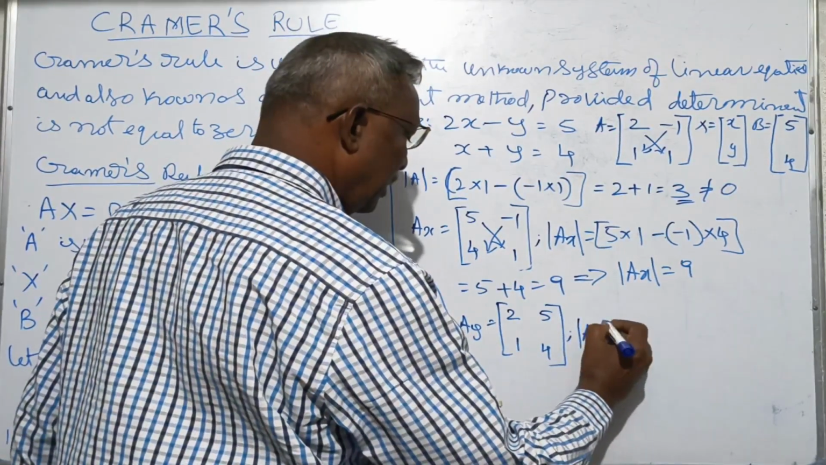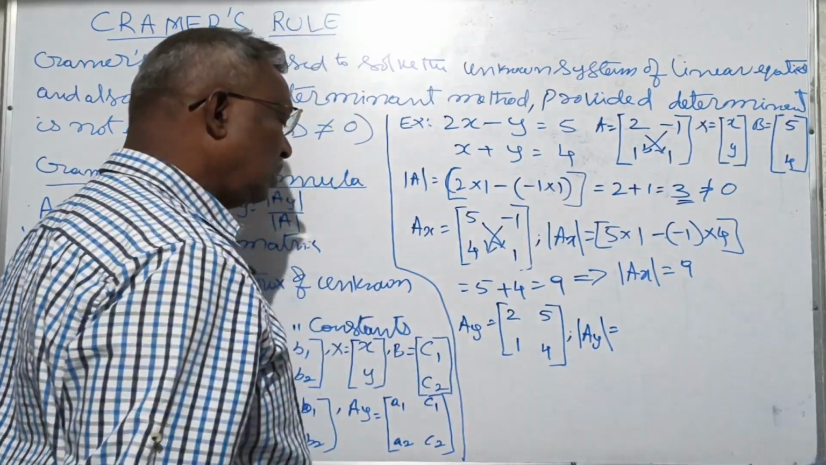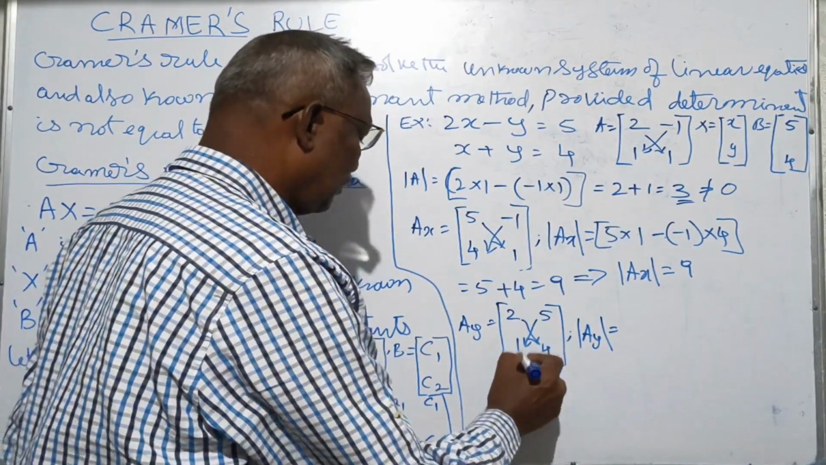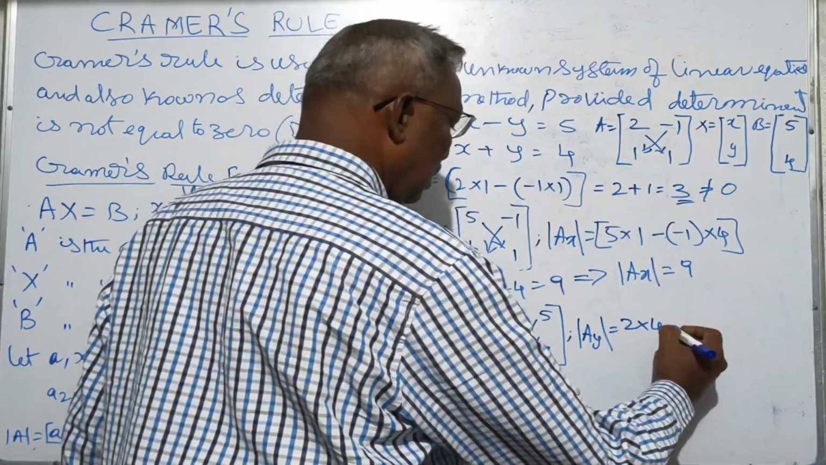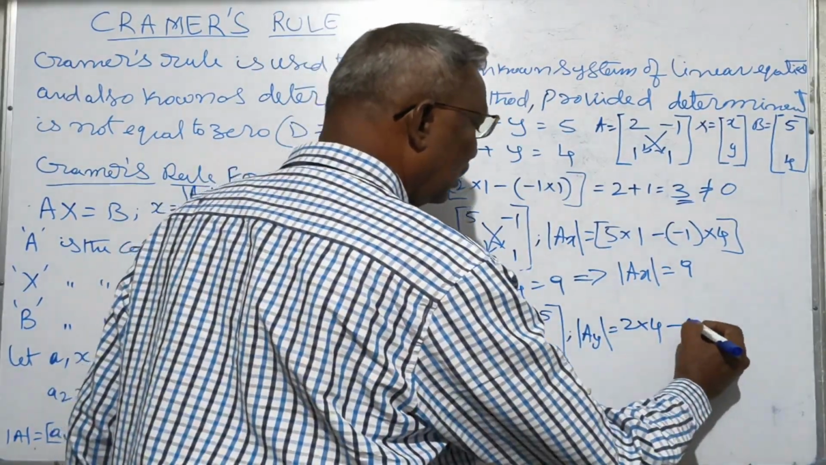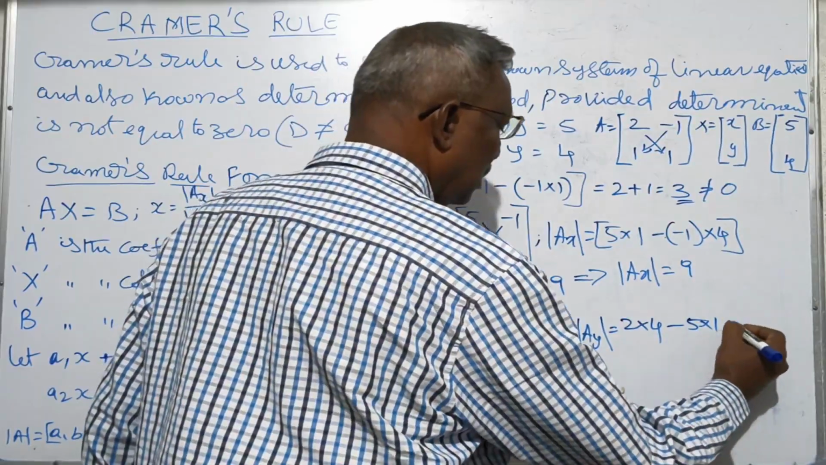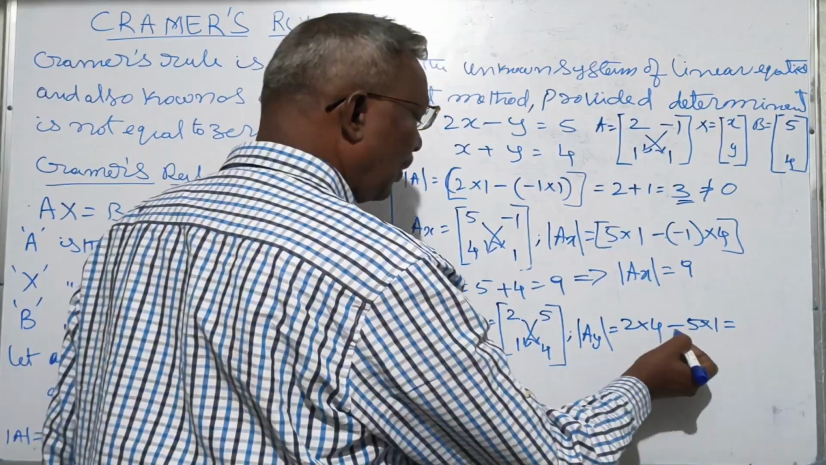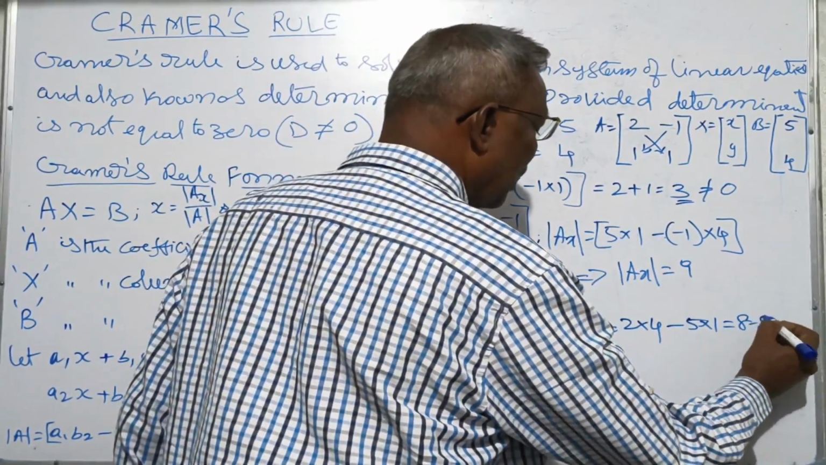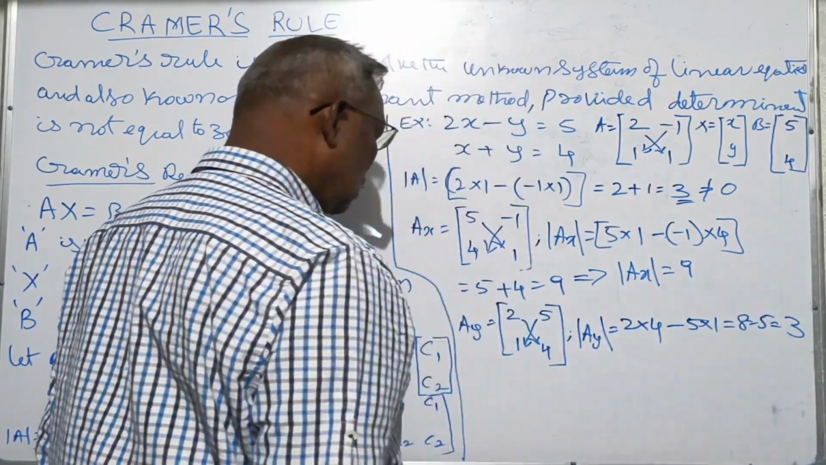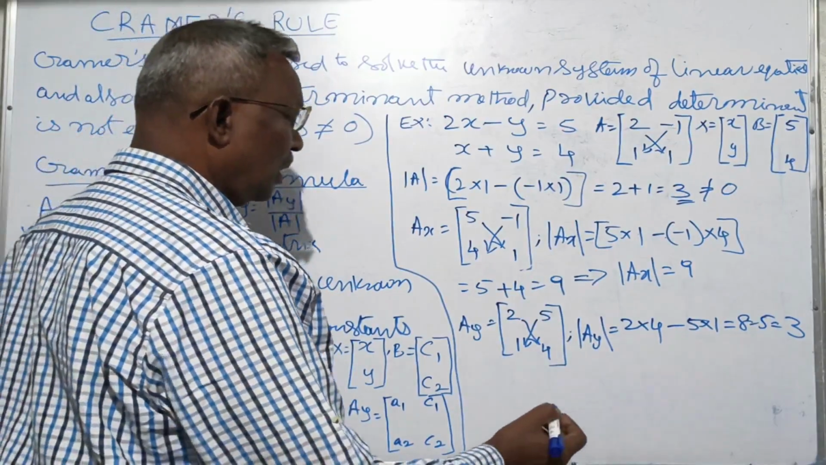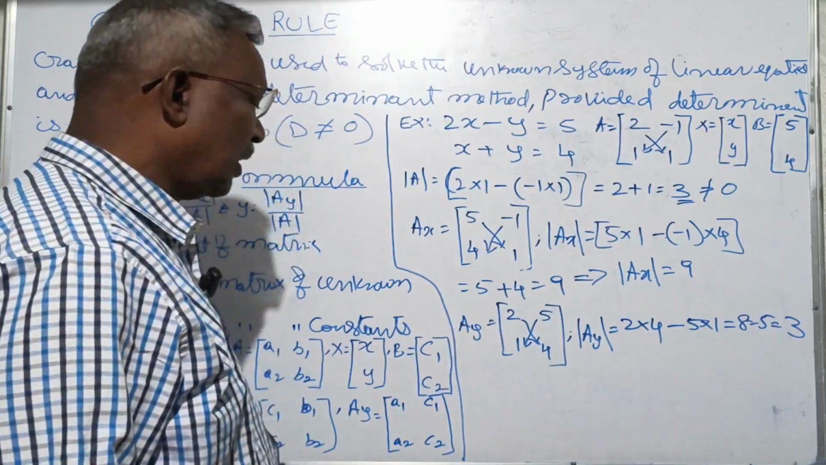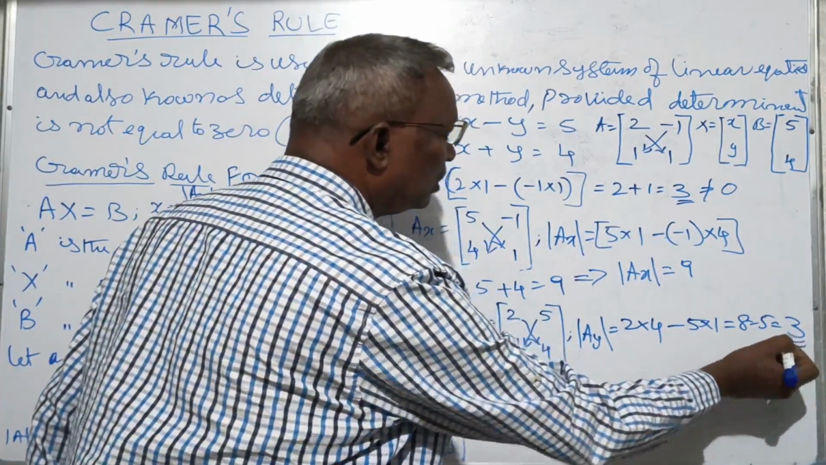Then determinant AY is equal to, as usual, cross multiply it. 2 into 4 minus 5 into 1, that is equal to 2 fours are 8, 5 ones are 5, 8 minus 5, that is equal to 3. So therefore determinant of AY is equal to 3.